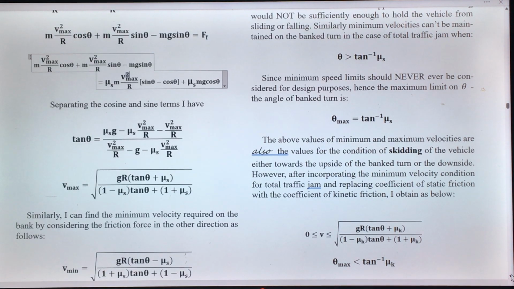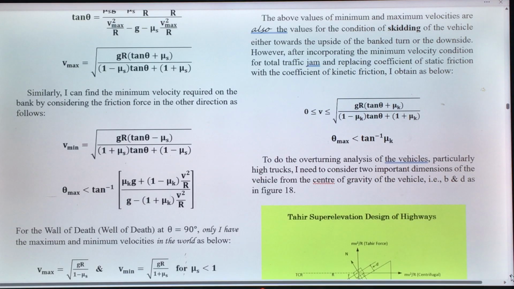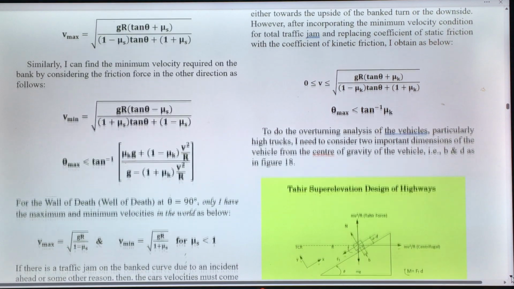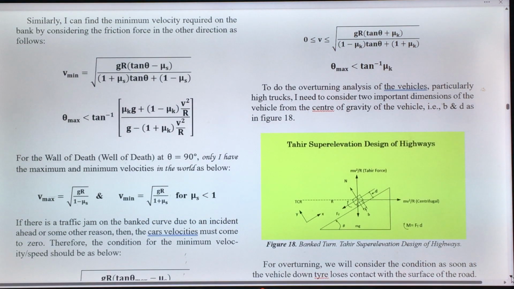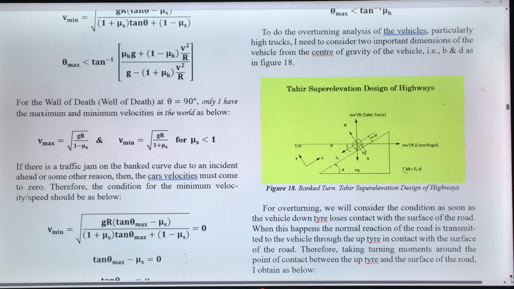Similarly, I can find the minimum velocity required on the bank by considering the friction force in the other direction as follows. So if we reverse the direction of the friction force, we will get the expression for V minimum, which is the square root of g r times tan theta minus mu s over 1 plus mu s tan theta. Okay, so the theta max here is less than tan inverse mu k. So for the wall of death at theta equal to 90 degrees, I have the maximum and minimum velocities as below. V max is equal to the square root of g r over 1 minus mu s. V minimum is equal to the square root of g r over 1 plus mu s, for mu s less than 1.